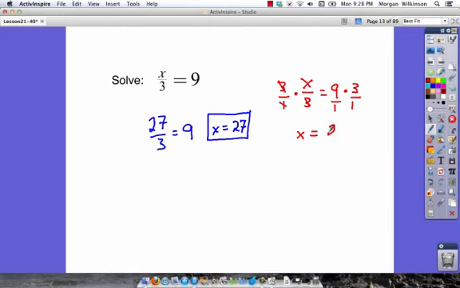9 times 3 is 27. We have 27 over 1, which is the same thing as 27. We've got our final answer. They're both the same. Either method works for us, and you can use either method when you solve any type of problem like this.